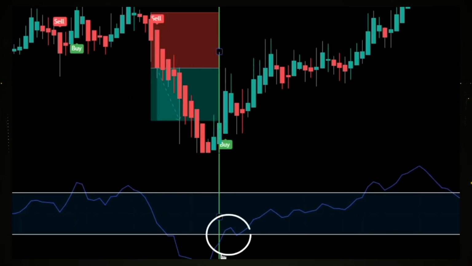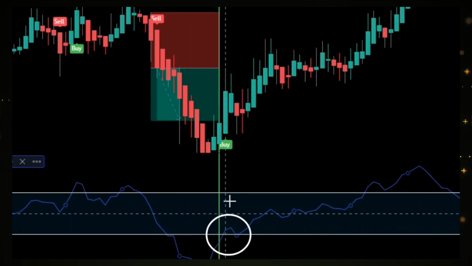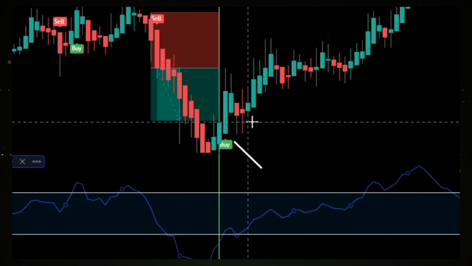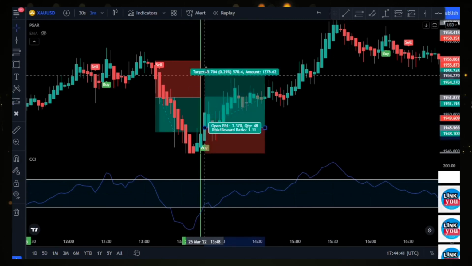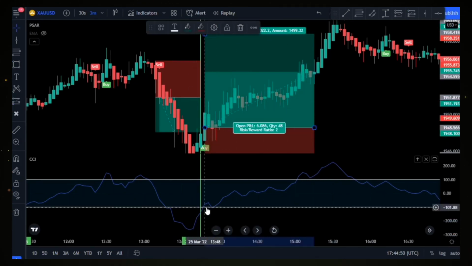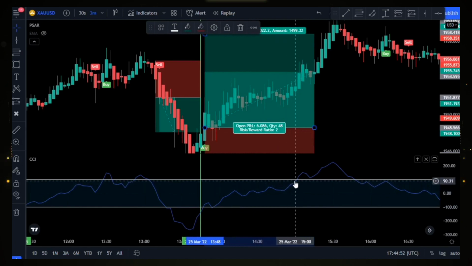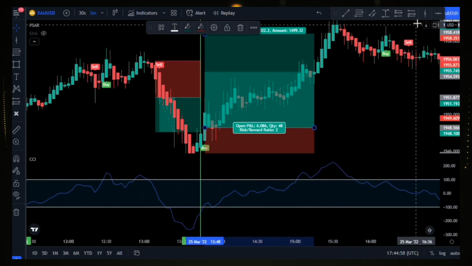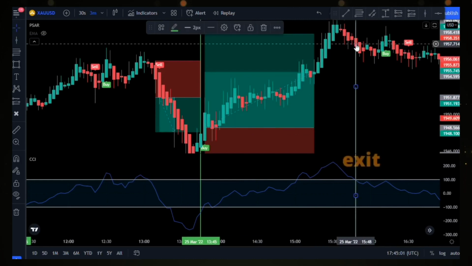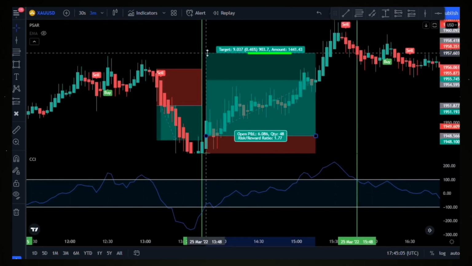I run the CCI indicator alone and without any additional indicators. Here, the purchase signal is sent by the CCI indicator. Now, I draw a vertical line and initiate a buy position. Let's watch when the CCI indicator gives us the signal to depart from this position. The departure signal was given precisely here.